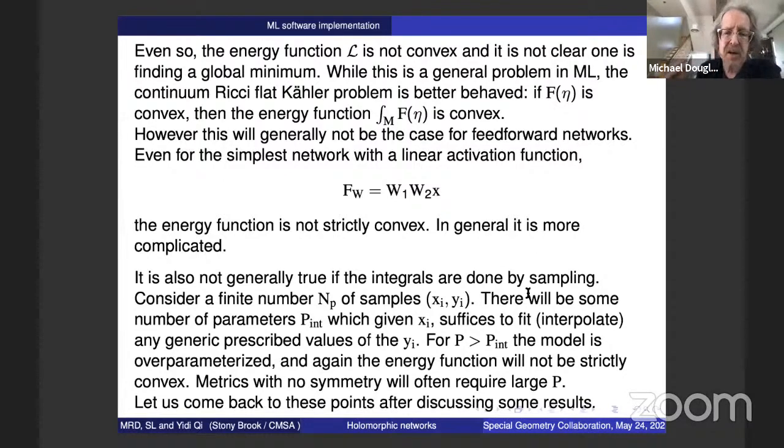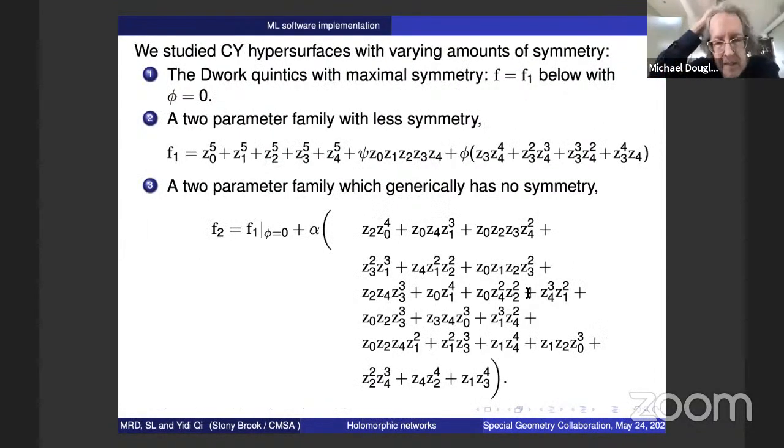And it's less problematic in machine learning in general. It's less problematic here, but this loss of convexity is one place where the difficulties show up. Okay, so what do we do in terms of actual tests of this framework?